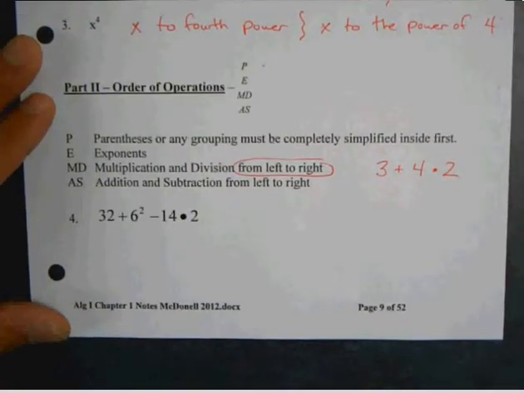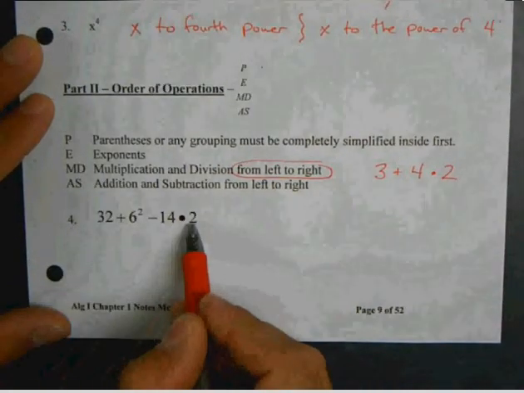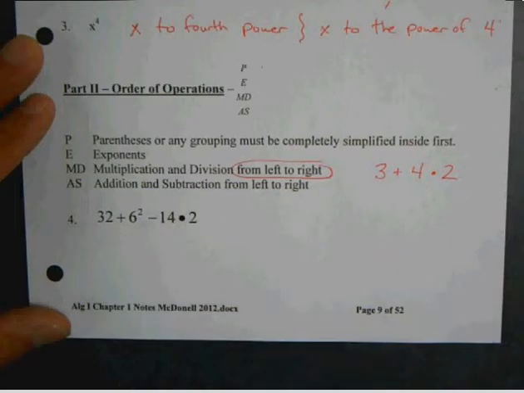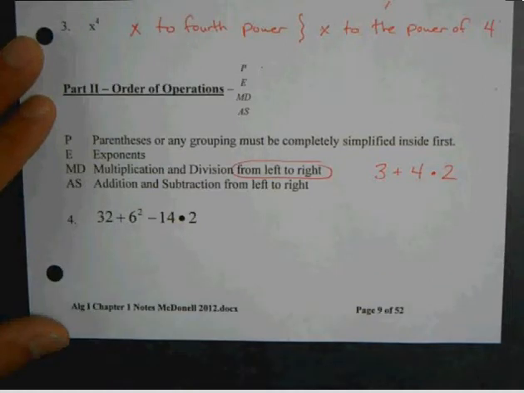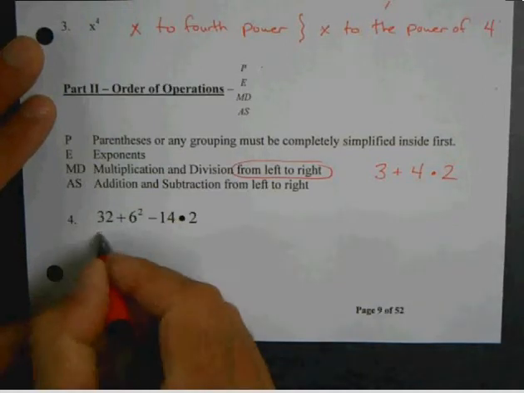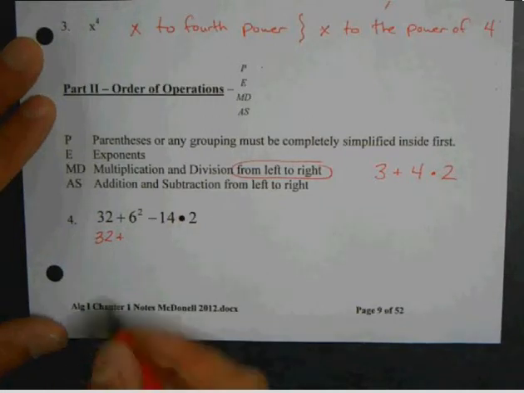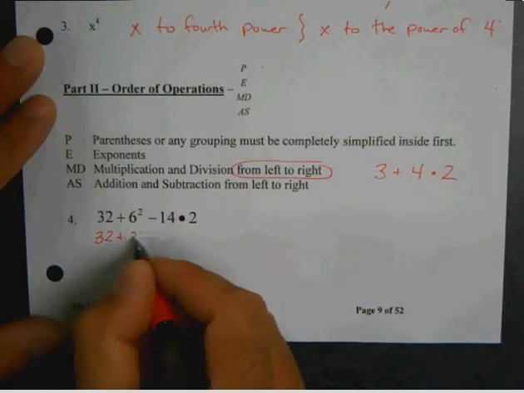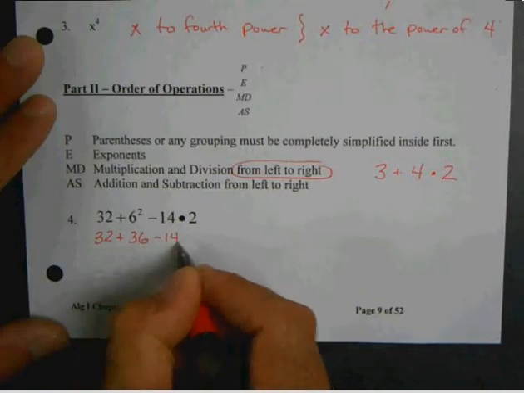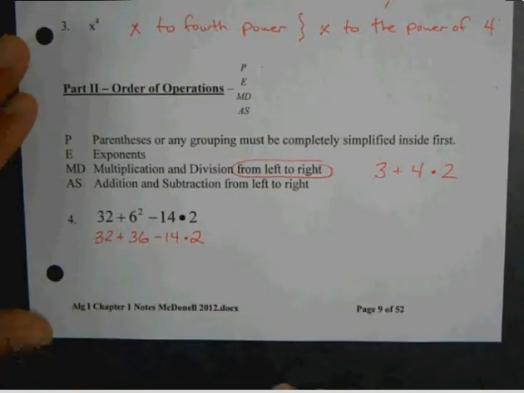Well, what I do is this. Are there any parentheses? Okay, so we can check off parentheses. First line. Are there any exponents? So on the next line, the only thing I'm going to do is the exponents. Nothing else is going to change. 32 plus, what is 6 squared? Talk to me. 36. I'm not doing anything else but the exponents on that first line.